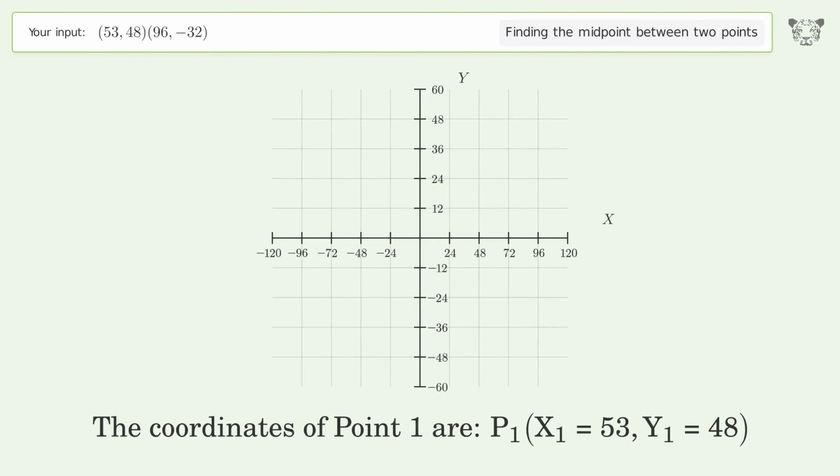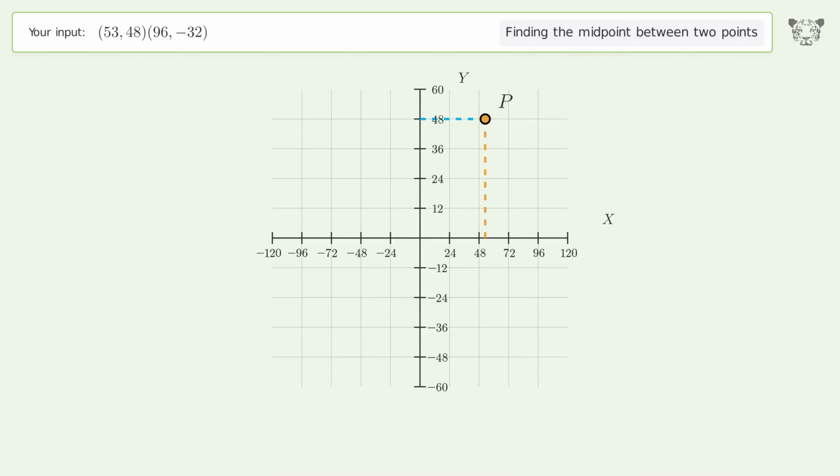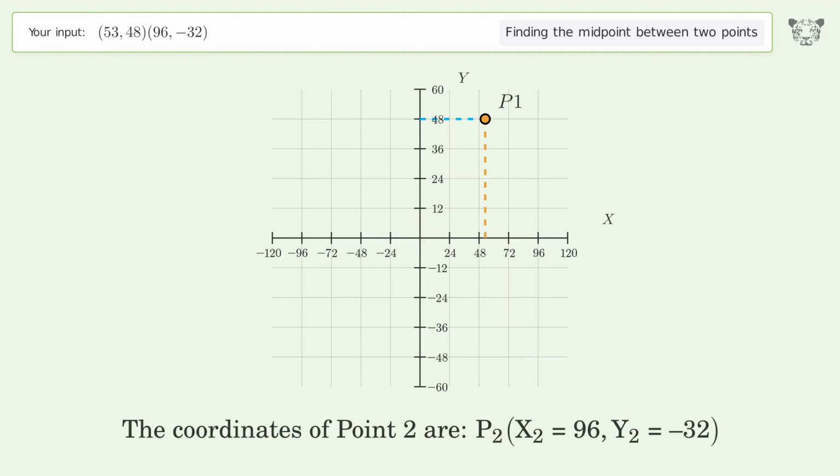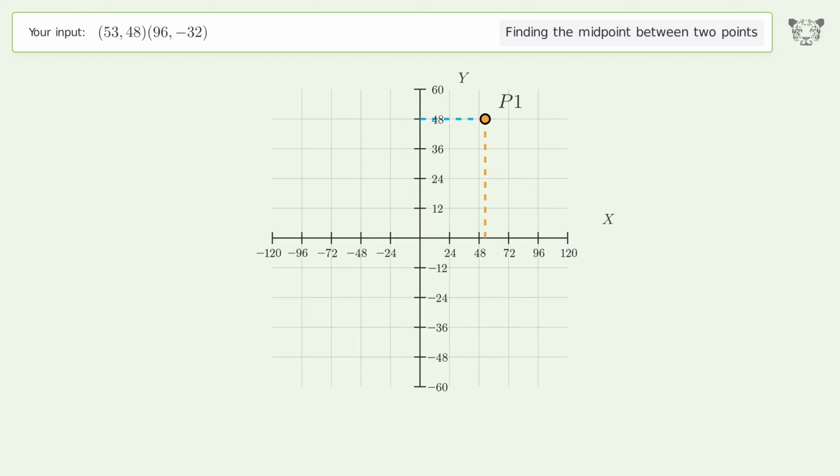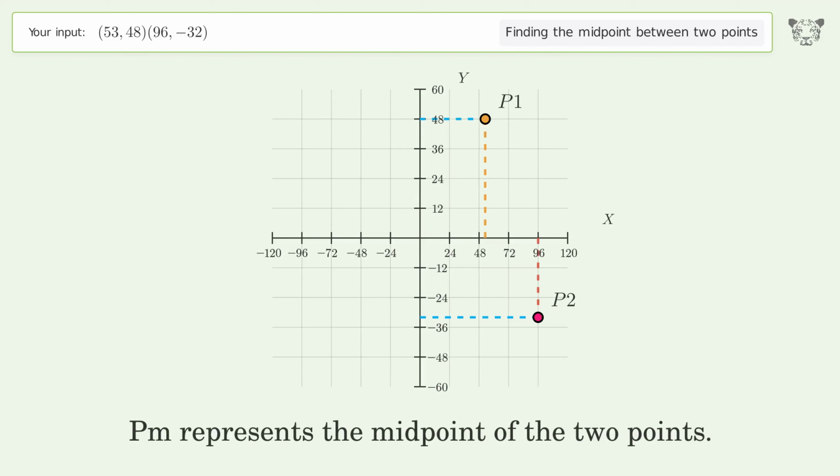The coordinates of point 1 are x1 equals 53, y1 equals 48. The coordinates of point 2 are x2 equals 96, y2 equals -32. PM represents the midpoint of the 2 points.